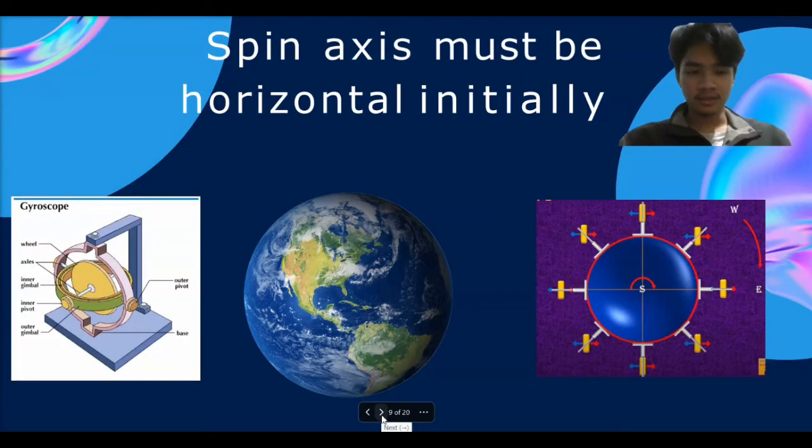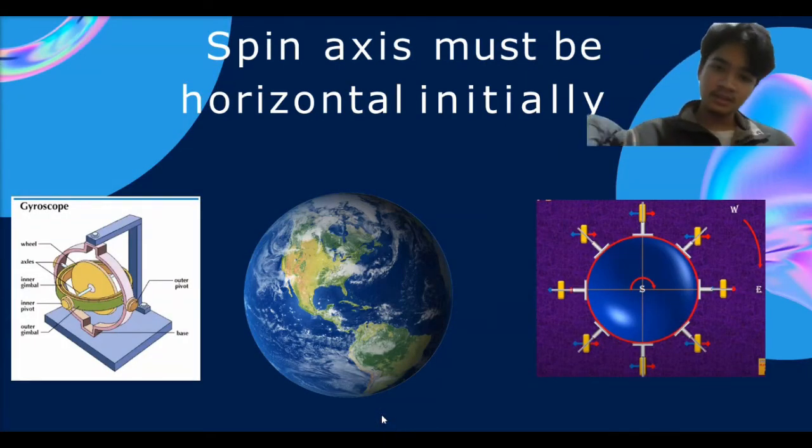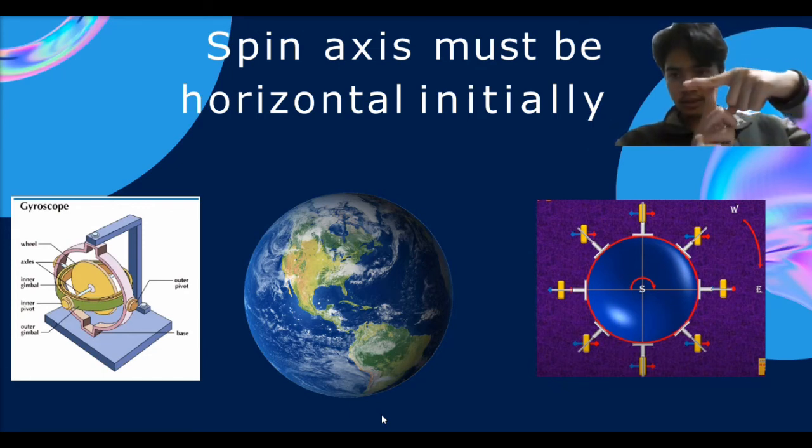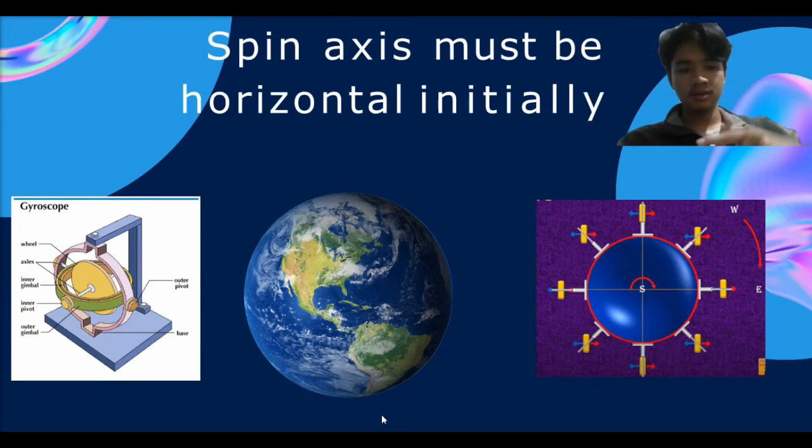Okay, so how does it work? Firstly, the spin axis will be made horizontal. Because of that, we will know where the north is. So if this is spinning, north is automatically here, and it won't change because of angular momentum.